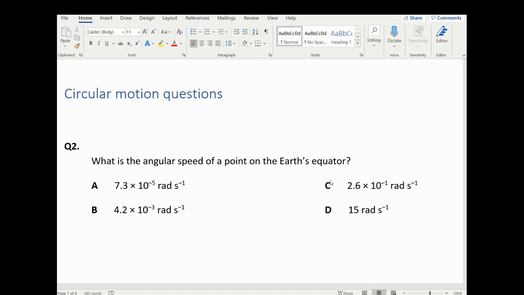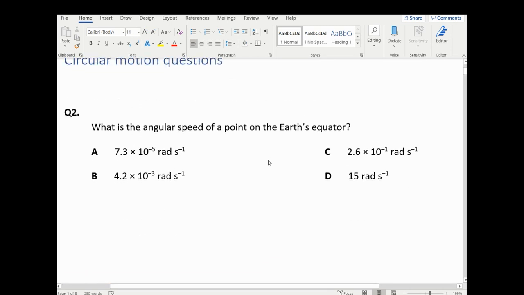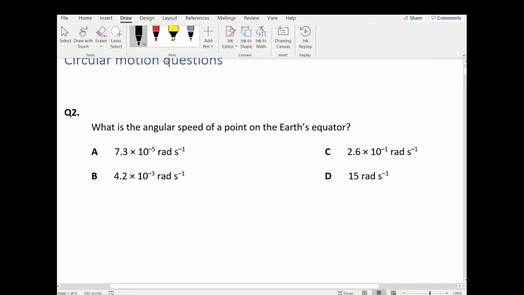So it's just a mixy blob, so don't worry too much about the numbers on here, but I'm going to show you how some of the tips that I'm using can really help with what you're doing. So first question here is a nice multiple choice question. What is the angular speed of a point on the Earth's equator?